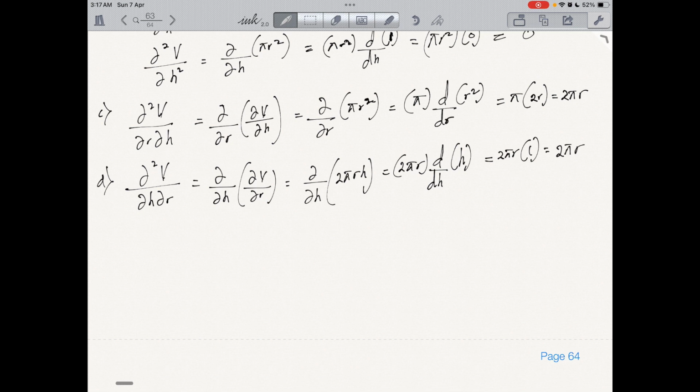Now we notice something, that this is equal to this. Therefore, it can be said that d squared V, dr dh is equal to d squared V, dh dr. Let's take another example to this effect.